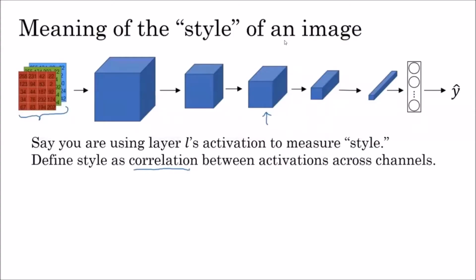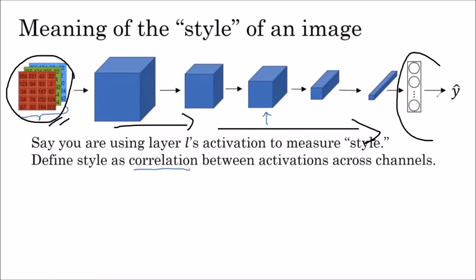We have discussed the content cost function, and now we are discussing the style cost function. What is the meaning of the style of an image? We are taking the input image. This is an RGB image. We have used a convolutional neural network, and finally a fully connected layer, and we are classifying something. This is a layer L. By using this layer L's activation, we want to measure the style.